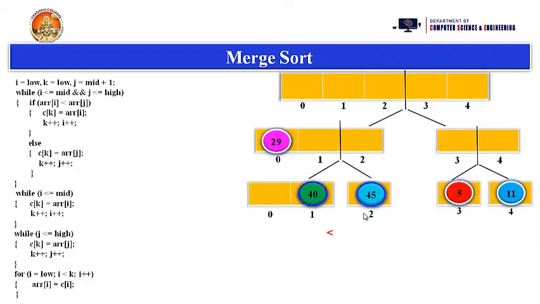Now compare these two elements. Again, 40 is less than 45. So place the 40 in the same index position, that is the first index position. And the elements in the first subarray are completed. Now we have only one element in the second subarray. We don't have any comparisons. So simply place the 45 in the same index position, that is the second index position.